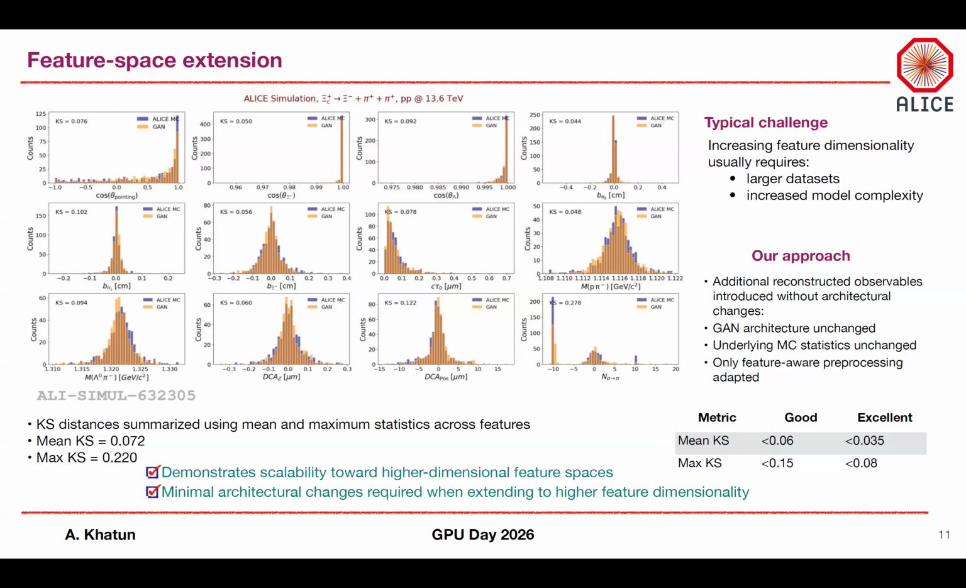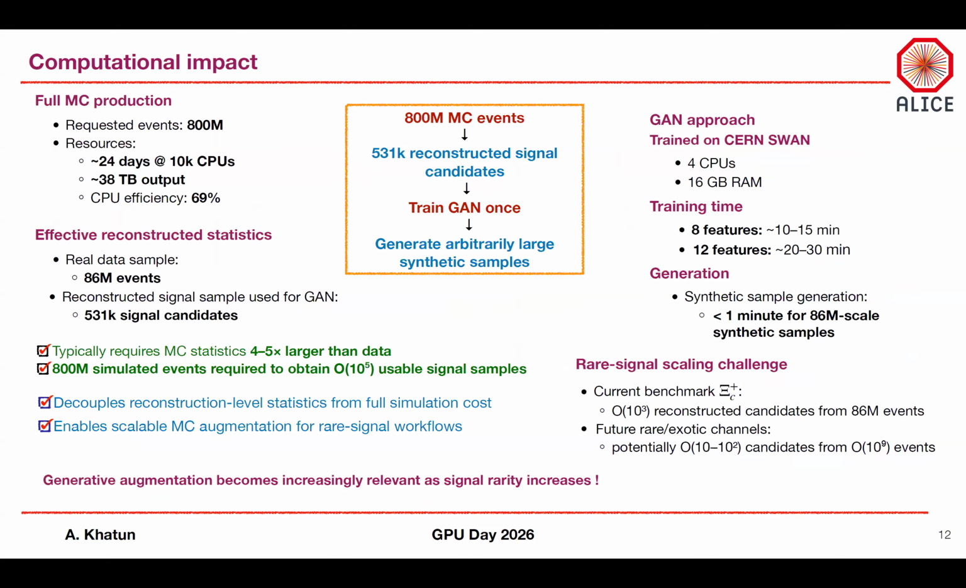Here we also did the Kolmogorov-Smirnov test, but instead of the direct distance, we summarize using the mean across all the features and the maximum distance. And these are the metrics for good and excellent. As you can see, for all these cases, it's below 0.06, except this one. This just demonstrates the scalability to this higher dimensional feature space, and minimal architecture changes are required when expanding to higher feature dimensionality.